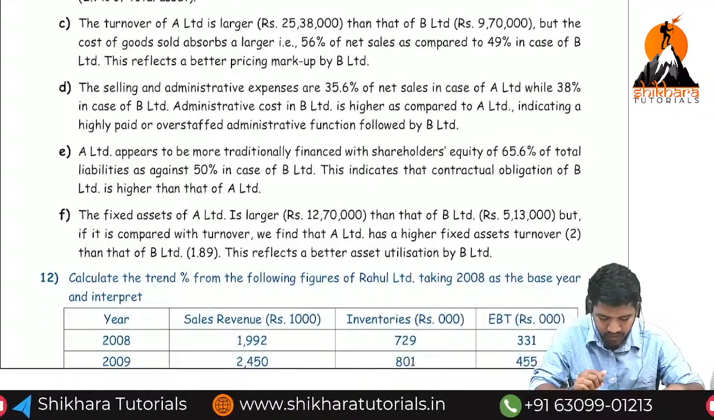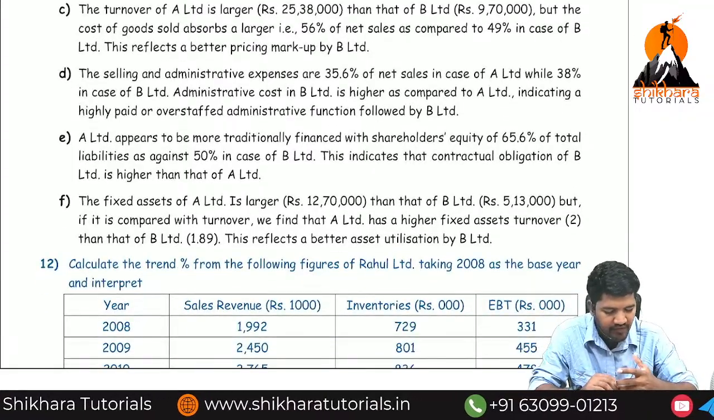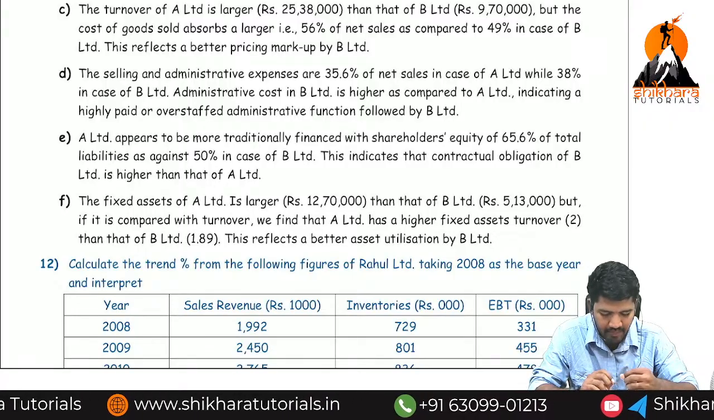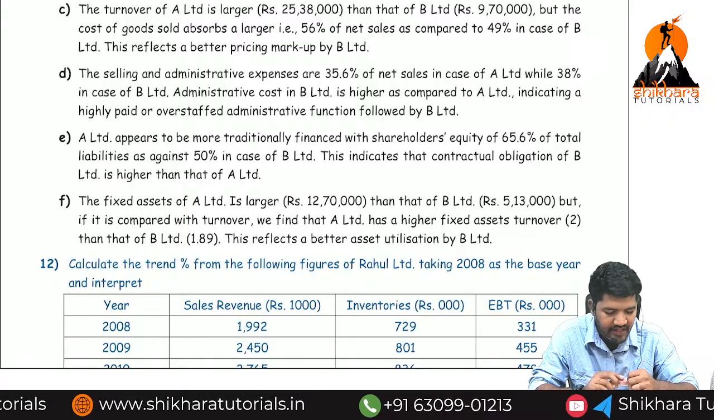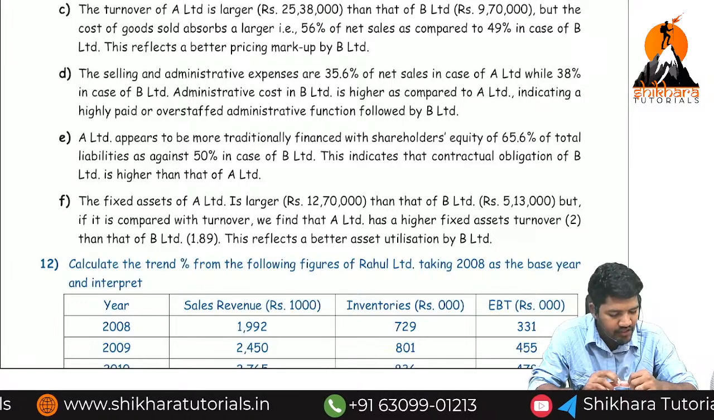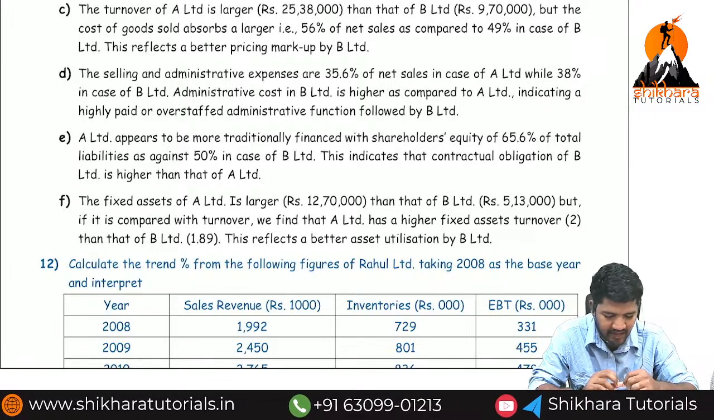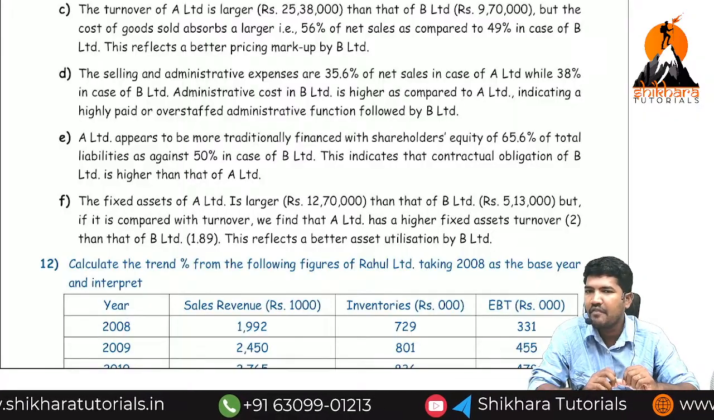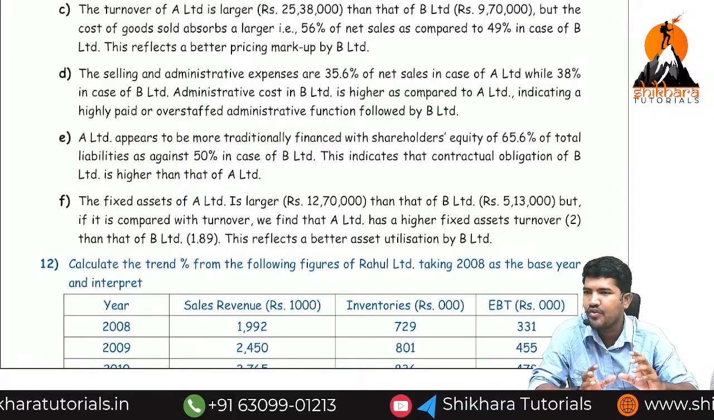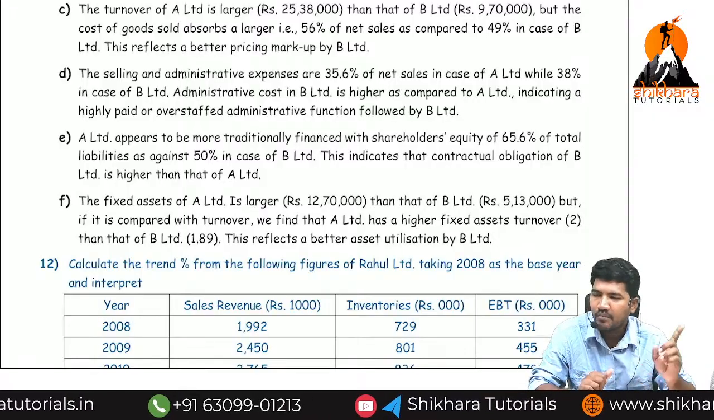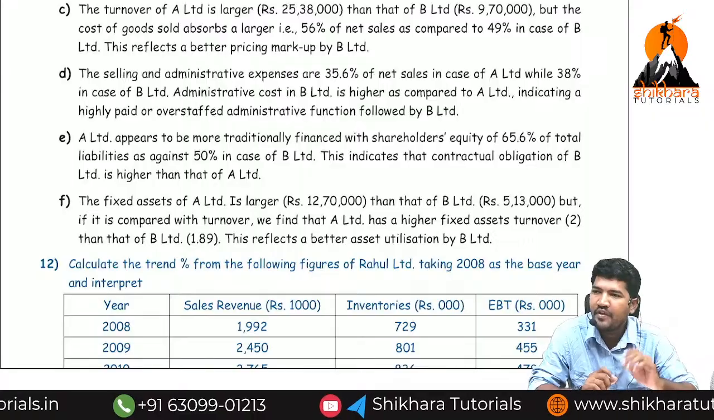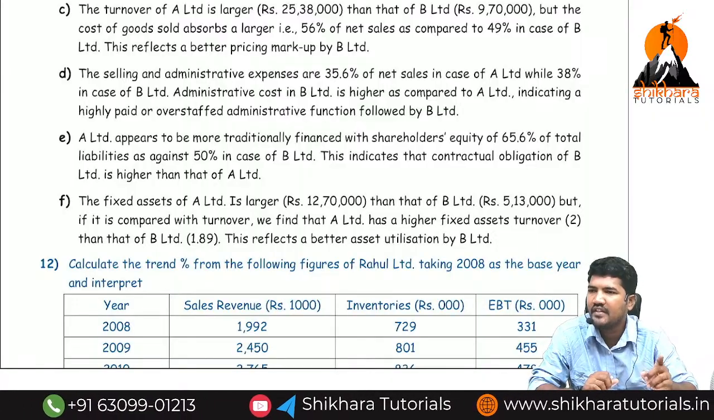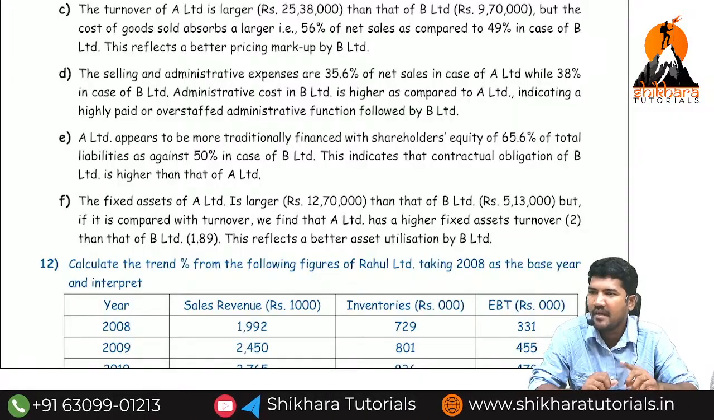Next, A Limited appears to be more traditionally financed with shareholders' equity, 65.6% of total liabilities as against 50% in case of B Limited. This indicates the contractual obligation of B Limited is higher than that of A Limited. Why? Because in A Limited, 65% we are procuring through equity. In B Limited, they are procuring only 50%. They are preferring more debt compared to A Limited.